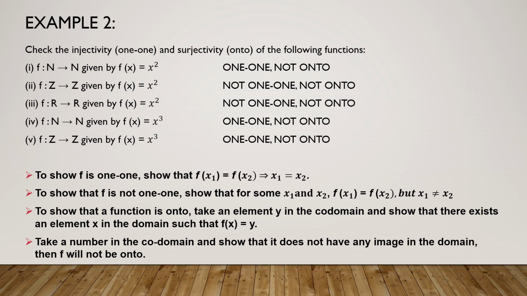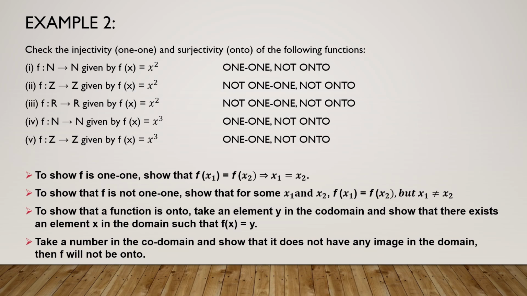Now the set of real numbers. If the same function is from R to R, then this function is again not 1-1. Same reason as previously, because R means Z is included. So you have 4 is equal to 4, which does not imply 2 is same as minus 2. It is not 1-1.